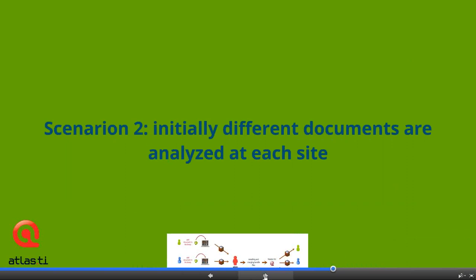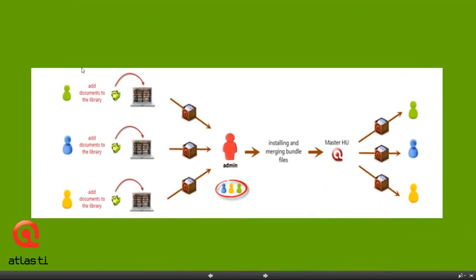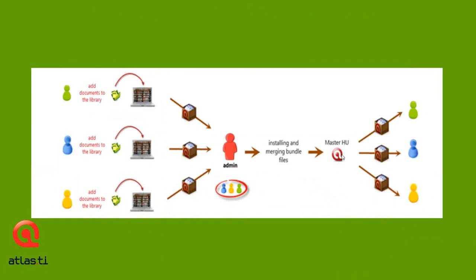The other scenario is if you work at different sites. If all the documents are clearly different at each site, then everybody can set up their own project at the particular site. And when it's time to put everything together, everybody creates a copy bundle file and sends it to the project admin. That person installs the bundle files and merges them to create a new master file. And that can be sent out to all team members again.